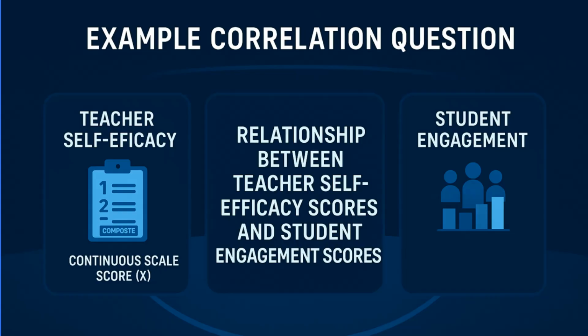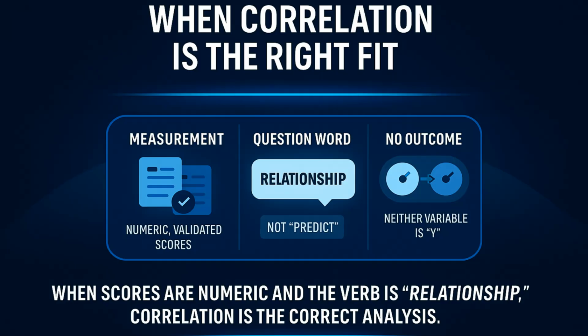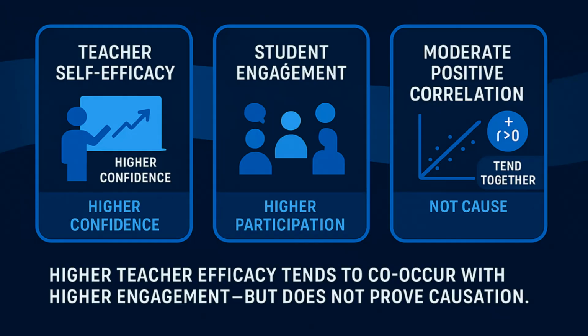Consider an example. A study asks, what is the relationship between teacher self-efficacy scores and student engagement scores? Both variables are measured using validated instruments that produce numeric scores. The question uses the word relationship, and neither variable is positioned as an outcome to be predicted. Because of this alignment, correlation is the correct analysis. If the correlation is moderately positive, the study can conclude that higher teacher self-efficacy tends to occur alongside higher student engagement, but it cannot conclude that one causes the other.